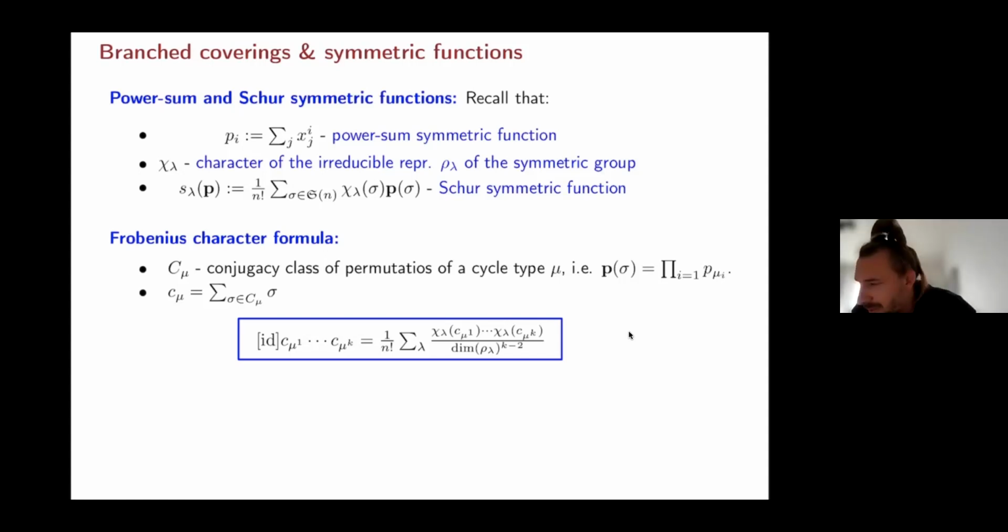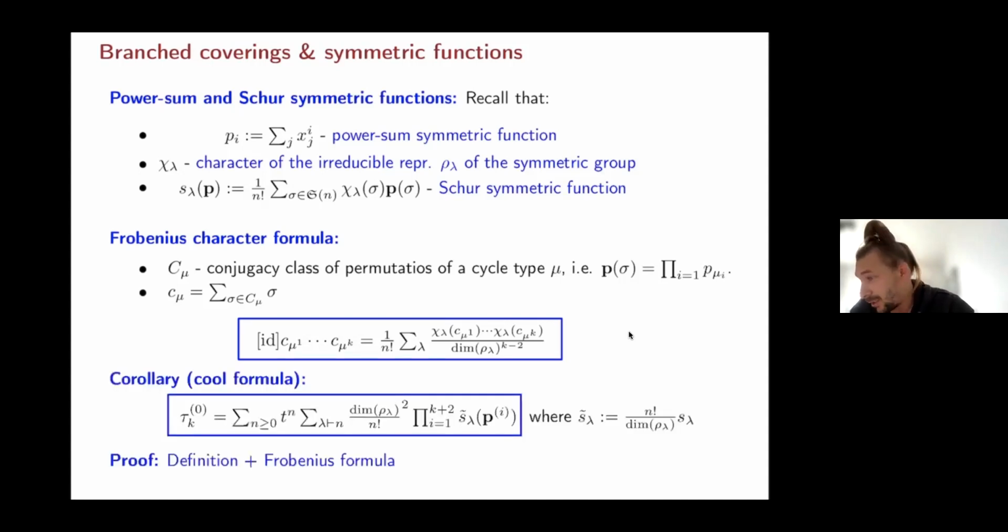So, okay, how is this related to our tau function that I showed you on the first slide? Well, it's a direct and very quick corollary from this Frobenius formula that our tau function is in fact the partition function of Schur symmetric functions. What you need to do, you just look at the definition that I showed you of Schur symmetric function, and you remember that your tau function is a generating function of factorizations of an identity, and then you apply the Frobenius character formula. So this was a discovery.